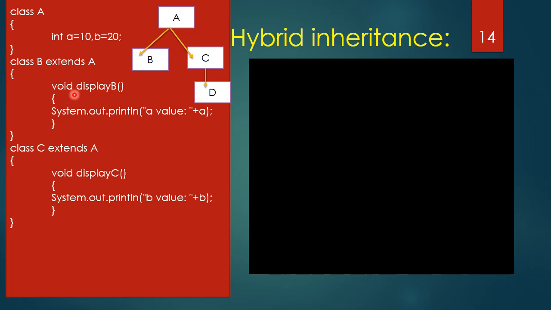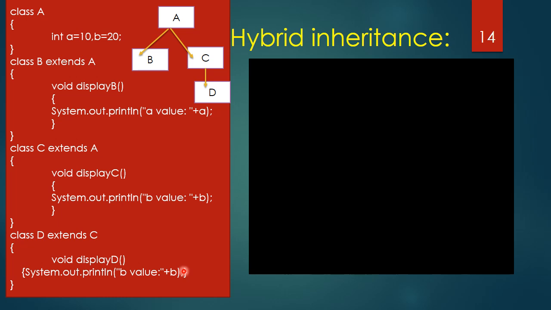But here the new thing, that extra class D is going to be created, and D is the subclass of C. So that's why class D extends C. In this way class D should be created. So void display D. Here I am printing B value. In D also all values are available, means A and B values are available in D also. So we can print any value, but here I am printing only the B value.